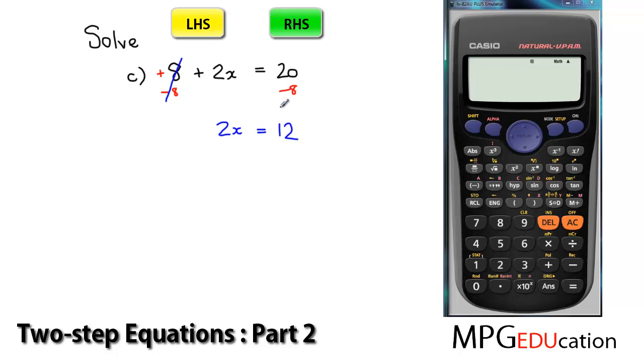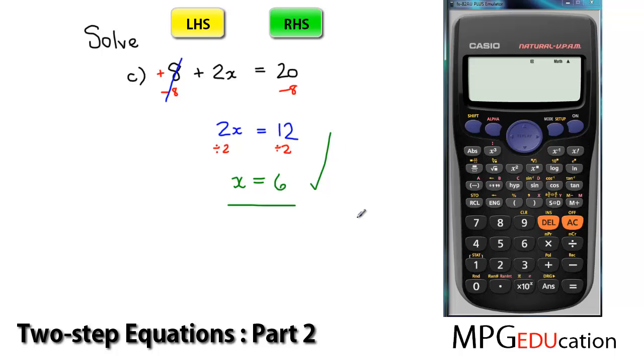2x equals 12. Our last step in this case will be to divide both sides by 2, and that gives us our final solution: x is equal to 12 divided by 2, which is 6. That is correct. Substituting back in just to double check that x does equal 6. 8 plus 2 lots of 6. 2 lots of 6 is 12. 8 plus 12 does in fact equal 20.